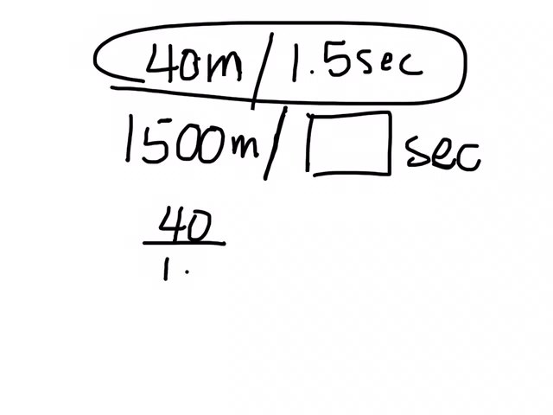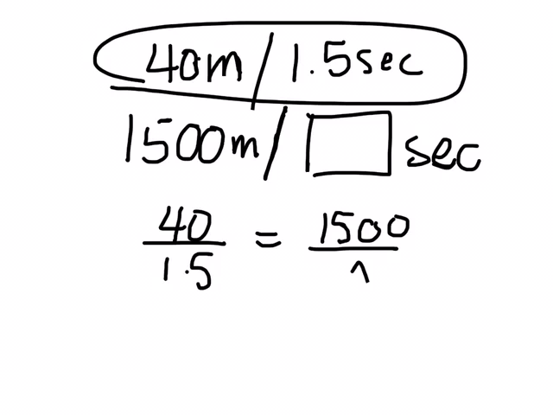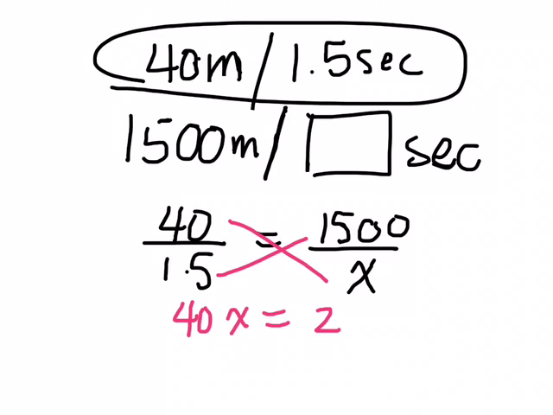40 over 1.5 equals 1,500 over what? X. Cross multiply. 40 times x is 40x, and then 1,500 times 1.5 was what? What was 1,500 times 1.5? 2,250 divided by 40. X is equal to what?